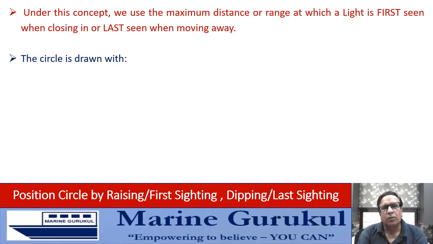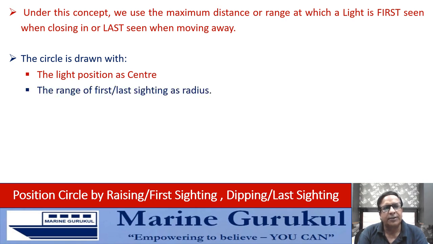The circle is drawn with the position of the light on chart as its center and the first or the last sighting distance or range as its radius.